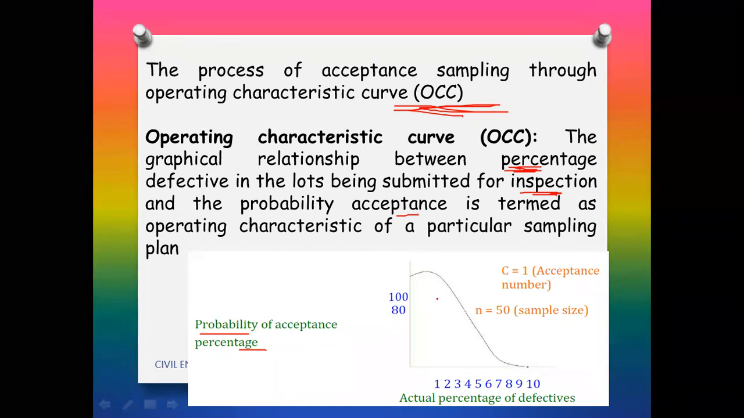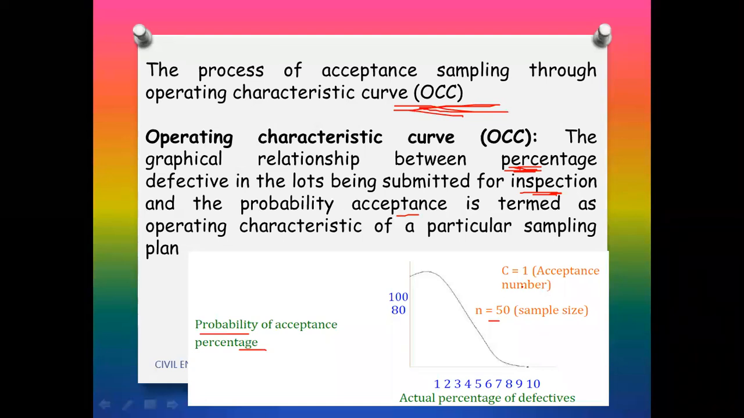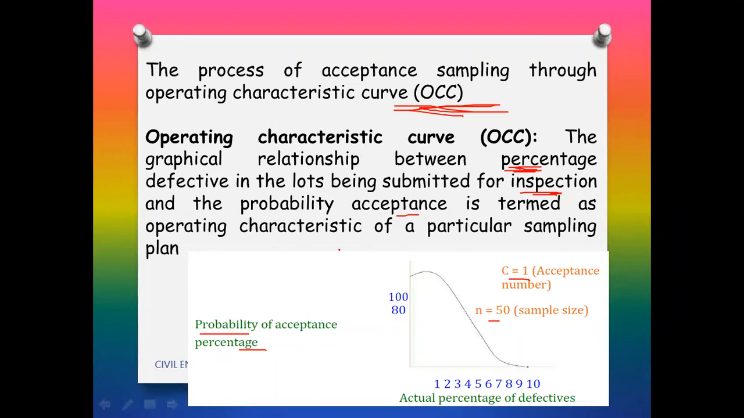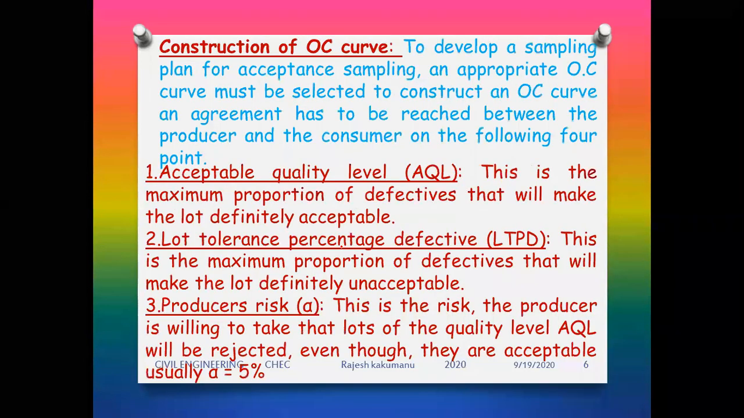So after drawing the operating characteristic curve depending upon the points, we have taken the n sample size, for example 10, 20, 50, and c equal to 1, the acceptance number. So we have some numbers. Based upon this, we are accepting the lot or rejecting the lot, right? So with this, we are having some sort of types in the OC curve. To develop a sampling plan for acceptance sampling, the appropriate OC curve must be selected to construct an OC curve.